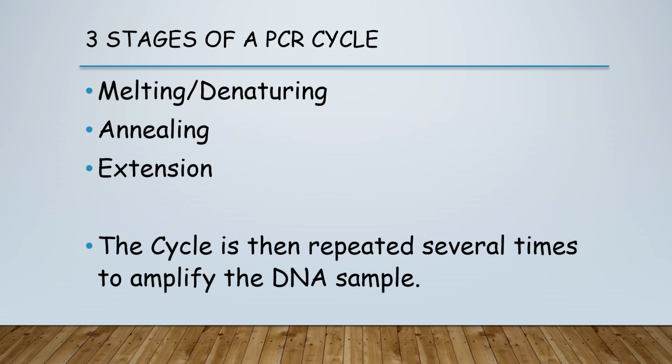There are 3 stages to every PCR cycle: melting or denaturing, annealing and extension. You will need to know these 3 stages and what happens within them. That is one cycle, and the cycle is then repeated several times to amplify the DNA, and we'll show you exactly how quickly and how much DNA you can get through just a few cycles of PCR.